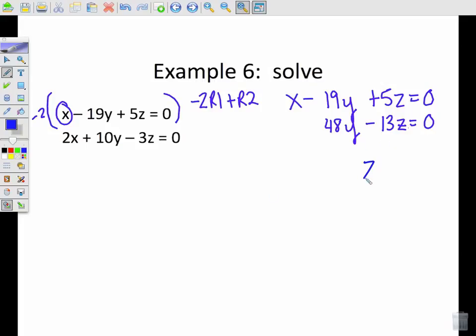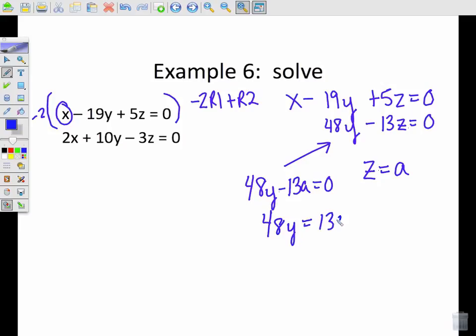Okay, so again, we're not able to go any further than this to solve, and so we automatically say z is equal to a. So then 48y minus 13a would equal 0. So 48y equals 13a. So y is equal to 13/48 a. Now what we're going to do is find x.